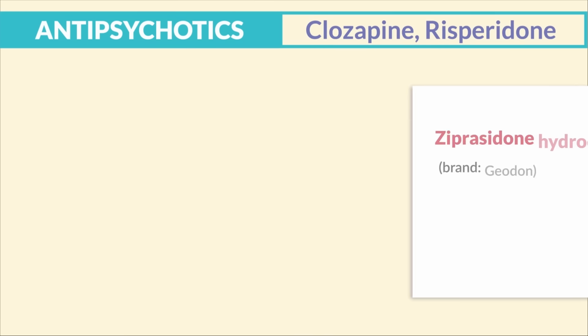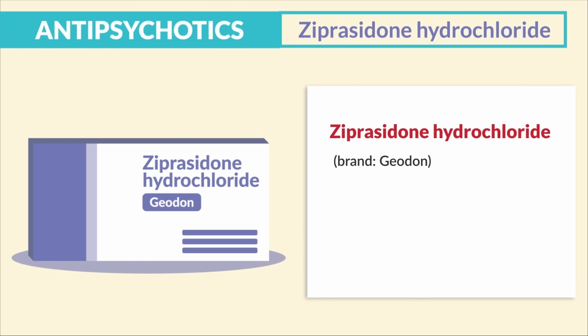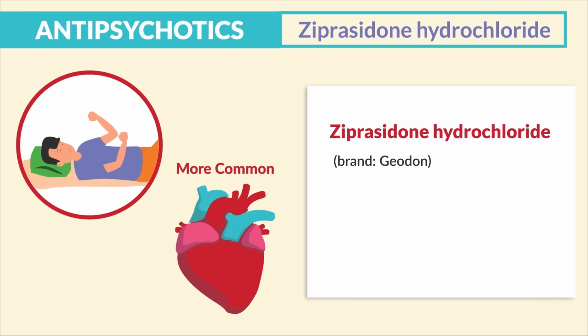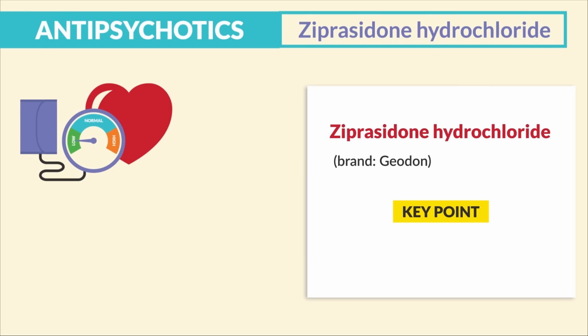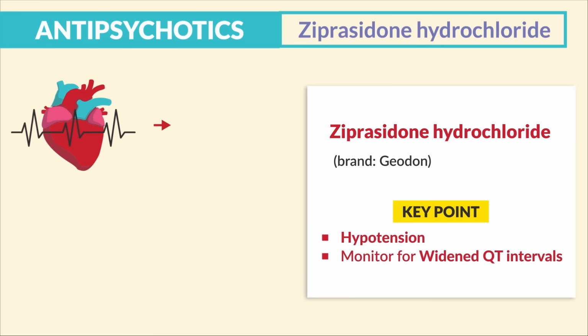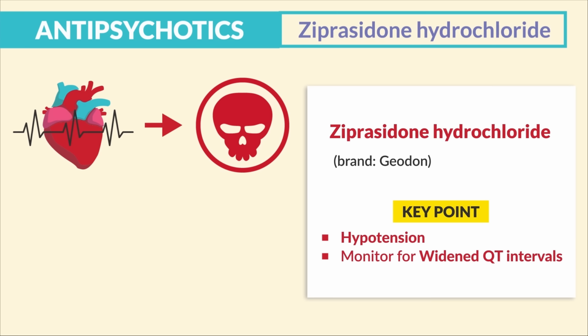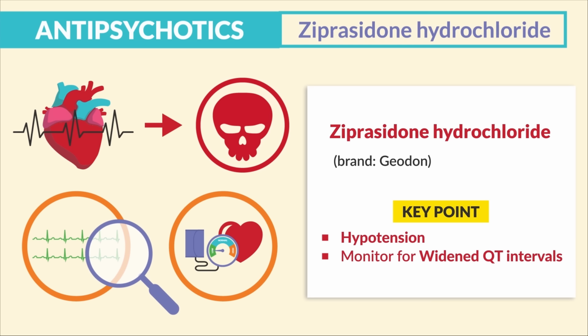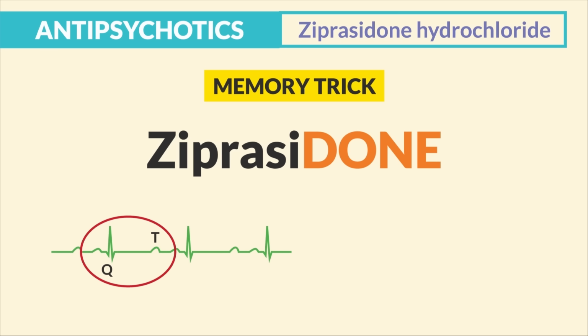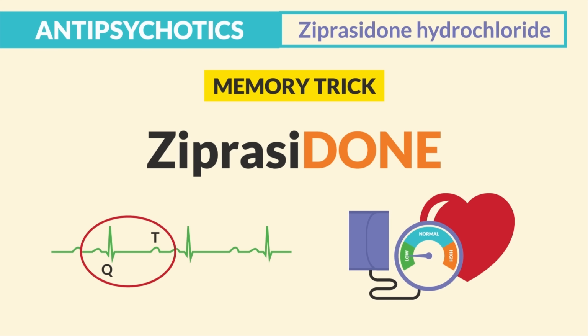And very lastly, let's review ziprasidone from our Pharmacology Master Course. The indication is for bipolar mania or acute psychosis with agitation. Now, the major adverse effects are seizures, but cardiac issues are more common. So guys, big key point here. Hypotension, and we monitor for widened QT intervals, which can lead to cardiac arrest and then death. So monitor the ECG and BP closely. And the memory trick here is ziprasidone: it's done prolonged your QT waves and done dropped your blood pressure. So that's how you remember it.